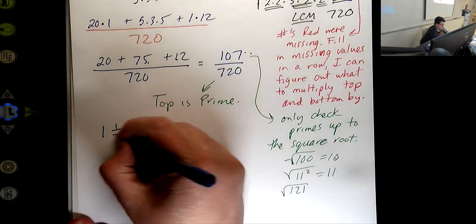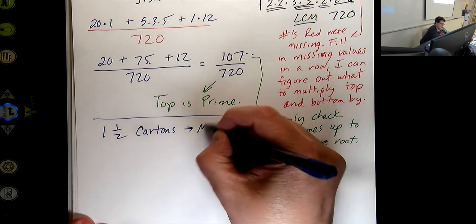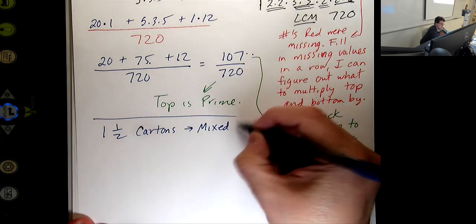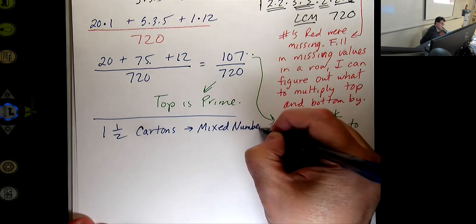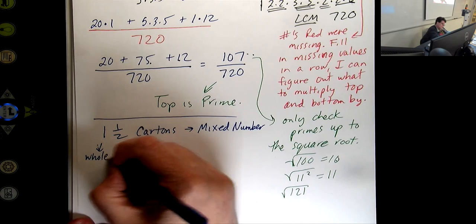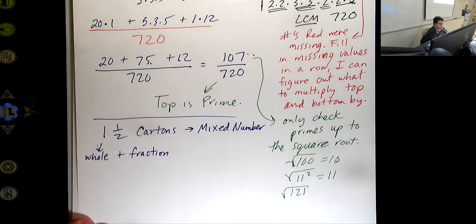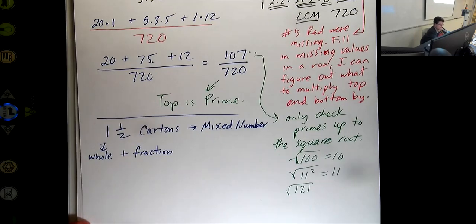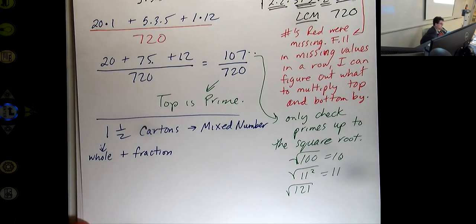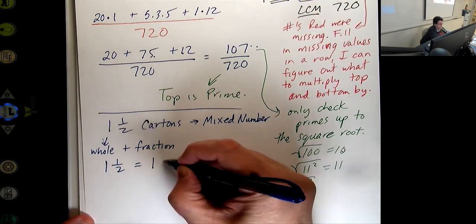All right, so this was all using fractions, but earlier we had like the 1 and 1/2 cartons. This is called a mixed fraction, or a mixed number. Why is that called a mixed fraction exactly? Because it's got a whole number plus a fraction. So it's mixed. How would you rewrite that? So 1 and 1/2 like that is the same thing as 1 plus 1/2.